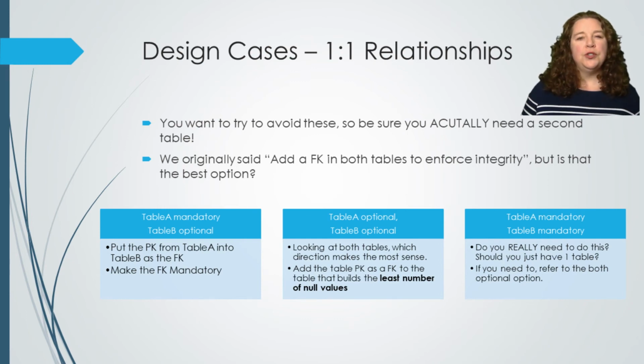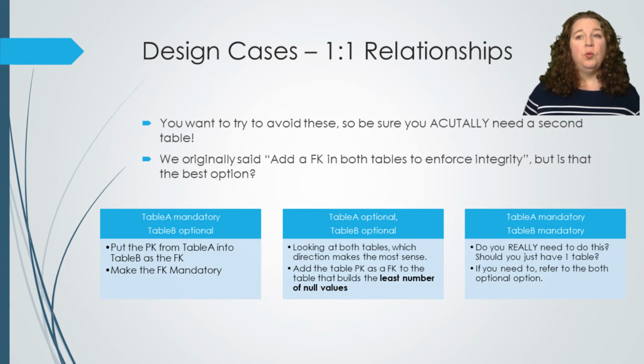When we first introduced one-to-one, we said the way to enforce referential integrity between them is you add a foreign key to both tables. So if you have table A and table B, you add table A's primary key into table B, and you add table B's primary key into table A. We don't actually do that most of the time, if you can avoid it. It's such a bear, especially if it's mandatory, because then you get into this problem of when I'm adding it, the second one doesn't exist yet, and then it becomes a problem.